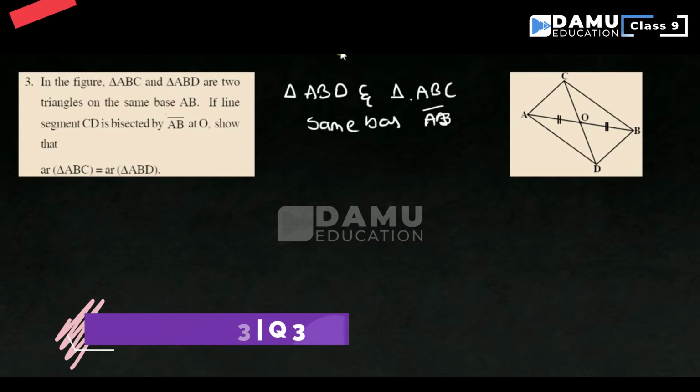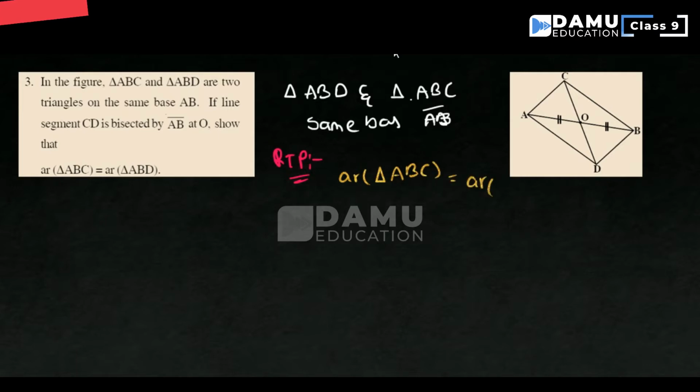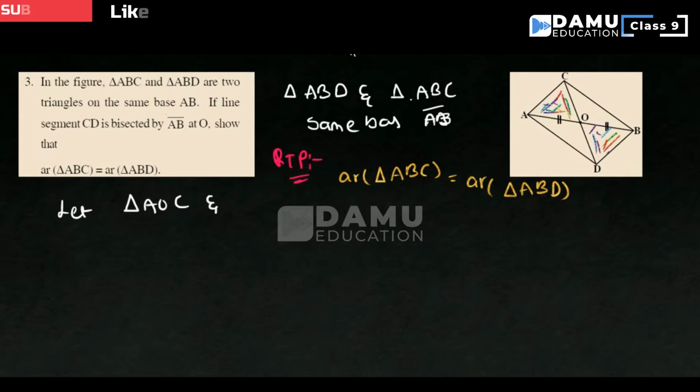What we have to do here is, the required to prove is: area of triangle ABC will be equal to area of triangle ABD. We have to show that two triangles are congruent to each other before going to solve that. Let's consider triangle BOD and triangle AOC.